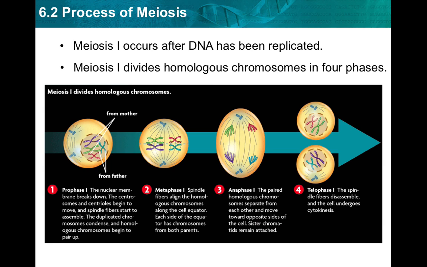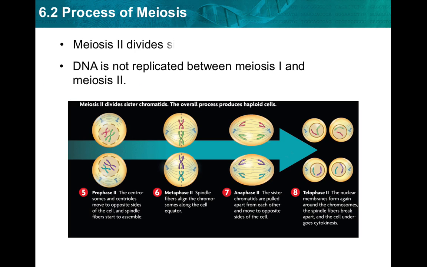Telophase 1 is when the spindle fibers disassemble and the cells go through cytokinesis. We have meiosis 2. It divides sister chromatids into four phases. DNA is not replicated between meiosis 1 and meiosis 2.